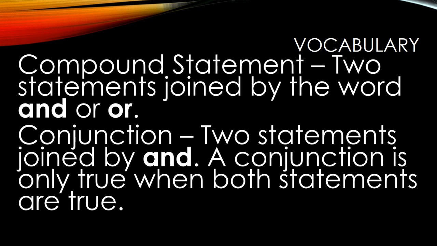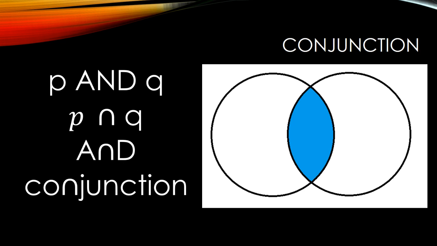But right now we care about this, conjunction. Con means together. Conjoined twins are attached. So a conjunction is two statements joined by the word and. A conjunction is only true when both statements are true. Here's a conjunction. You could write it P and Q. You could write it P with that little upside down symbol. That's the intersect symbol. That means and. It kind of looks like the N in and, so I can help you remember it. Or, of course, conjunction, the N in conjunction.